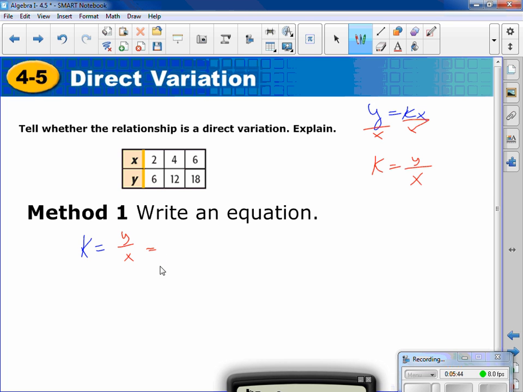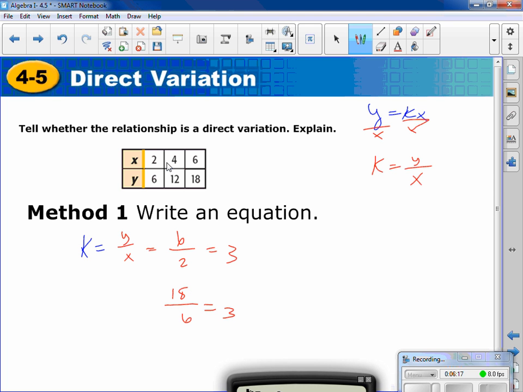Give me a y value. 6. What's the x value that is directly attached to that? The 2. What's 6 divided by 2? 3. Now, I didn't have to pick that one. I could have picked this one, the last one. 18 over 6. What's 18 over 6? 3. What's 12 over 4? Doesn't matter which one you pick, every constant is going to be the same.